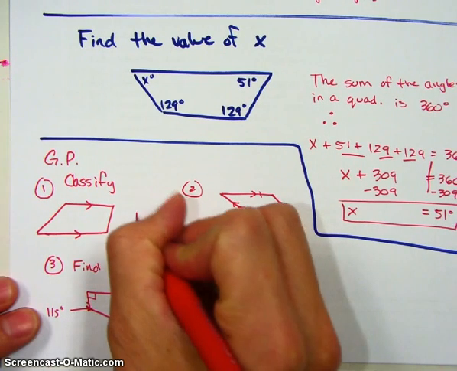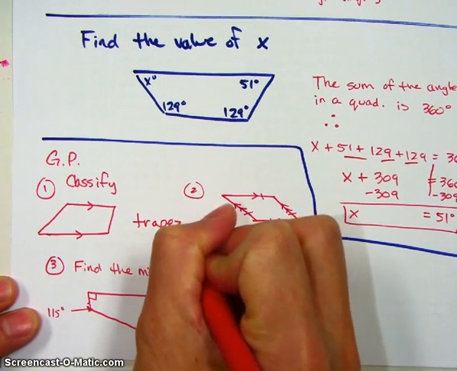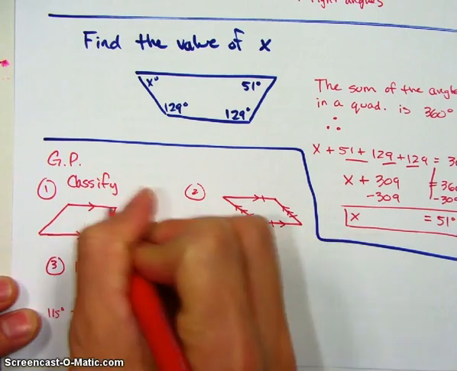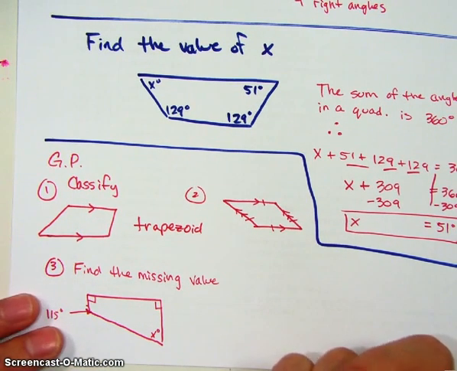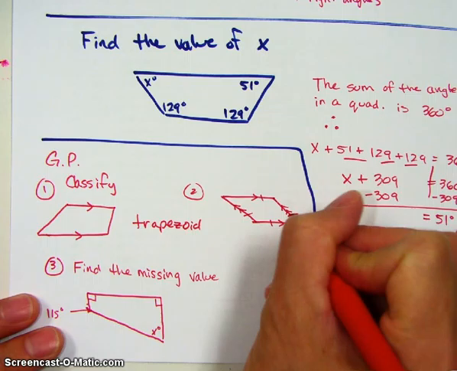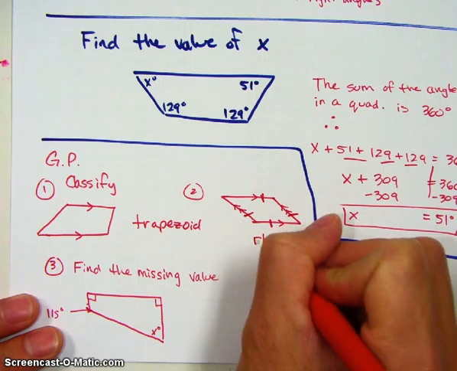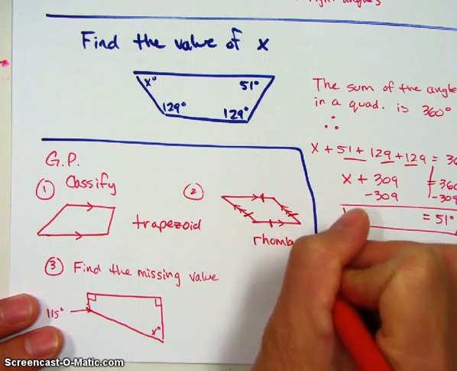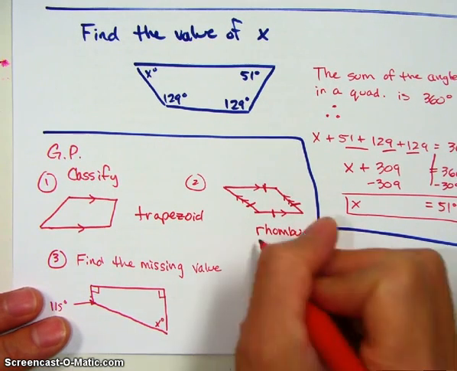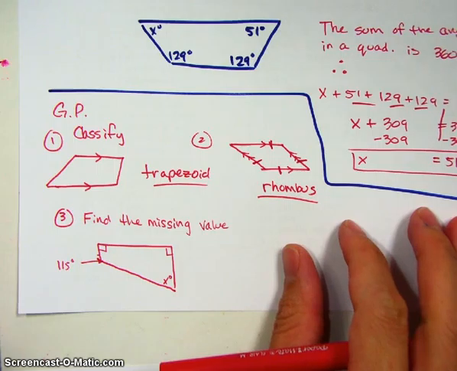So this first one here is called a trapezoid. Trapezoid because it's got 2 parallel lines, and that's all it tells us. This next one has 4 congruent sides, and these 2 are parallel. So it's not only a parallelogram, but it is a rhombus because all 4 sides are congruent. Okay, trapezoid and rhombus. Last but not least, find the missing angle.